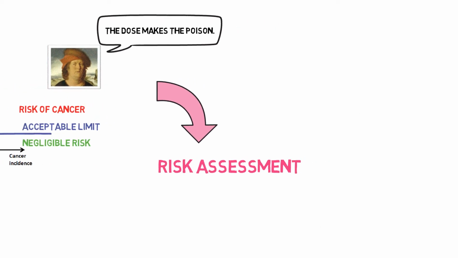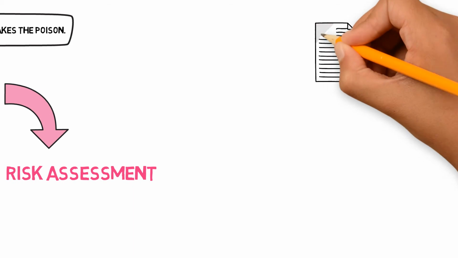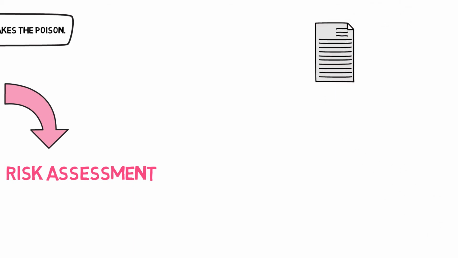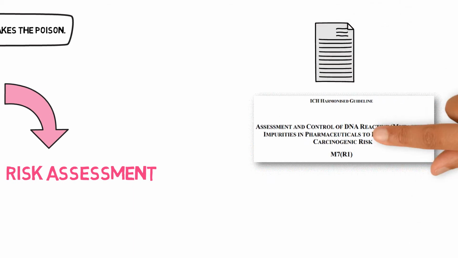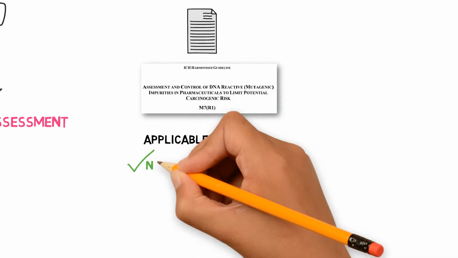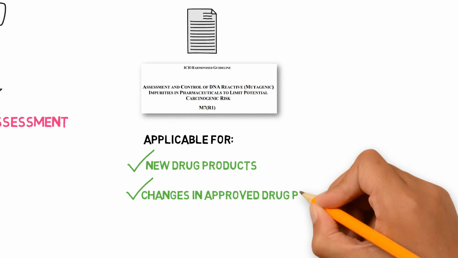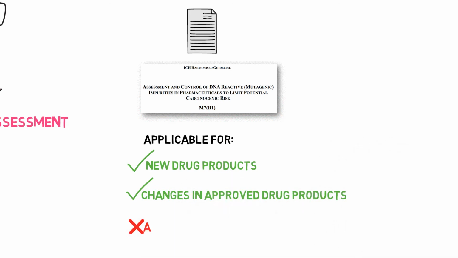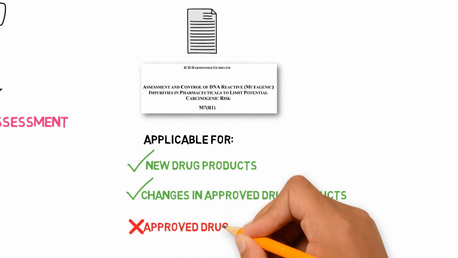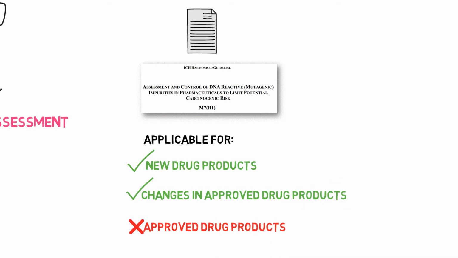The risk assessment for mutagenic impurities is a regulatory requirement, and it is detailed in ICH M7, a guideline used by the pharmaceutical industry and regulators in the whole world. However, ICH M7 is only applicable for new drug products or when there is a significant change in an already approved drug product. But what about the ones that are currently on the market? Can we consider them of no risk?